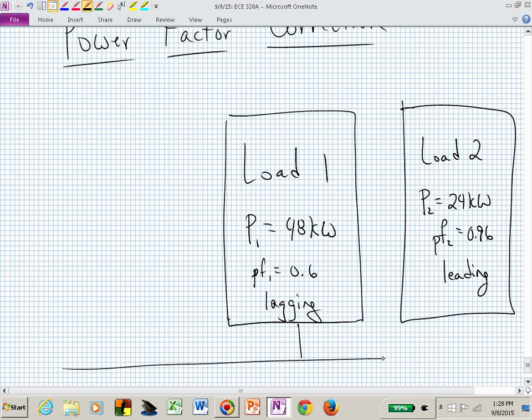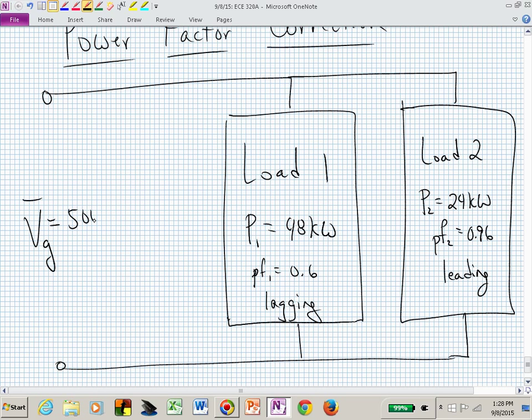What we're wanting to do, suppose that we're now supplying these two loads with a voltage V sub G of 500 volts RMS. And this will become important when we need to compute the capacitor value. We need to know what frequency we're operating at. We're in the United States, so we're assuming this is a 60 hertz system, or 377 radians per second. We now have this supply current, or generator current, I sub G, that's supplying I sub 1, or the current in load 1, and the current in load 2.